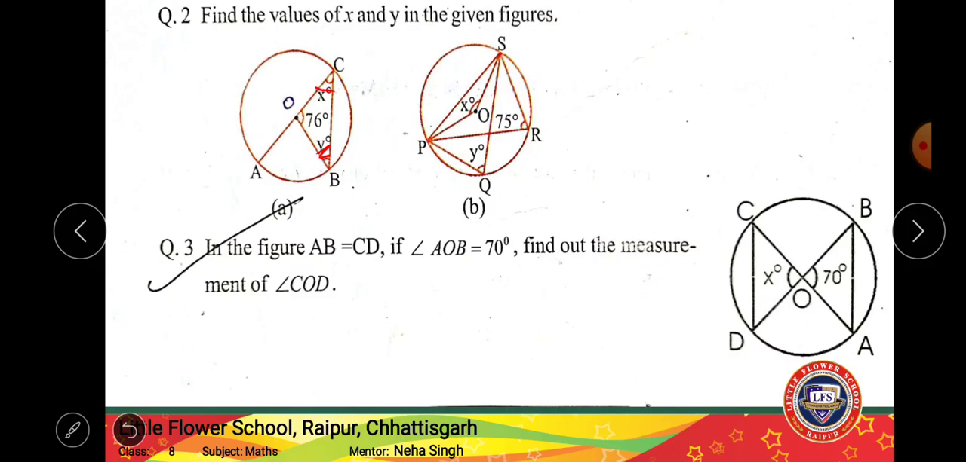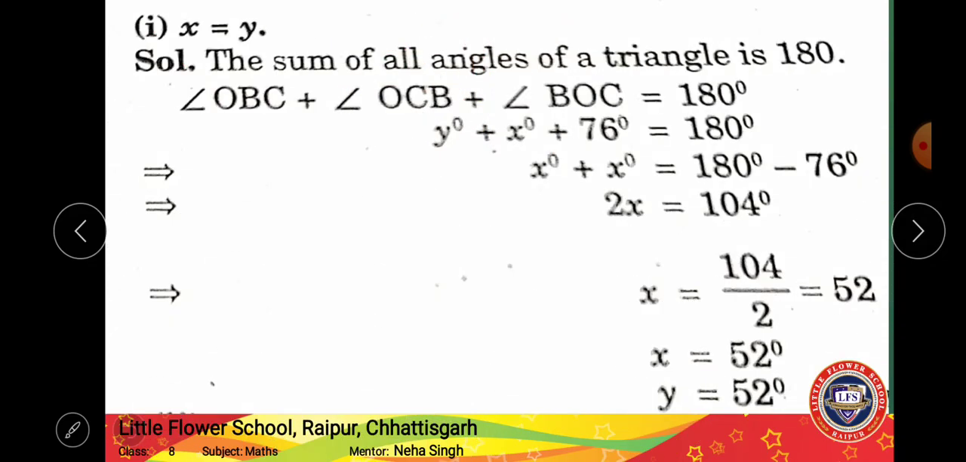Now considering this triangle BOC, what can we say? The sum of all three angles will be 180 degrees, the angle sum property. So we write that the sum of all three angles equals 180 degrees. One angle is y, one angle is x, and the other given is 36 degrees. And x and y are both equal. Why are they equal? Because we have just seen that angles subtended by equal sides are equal.